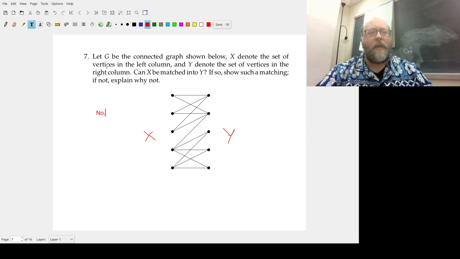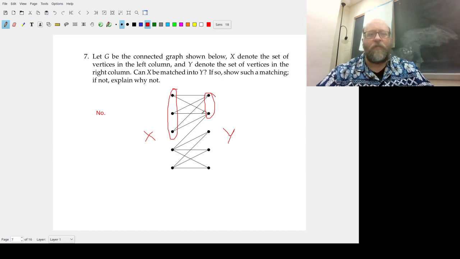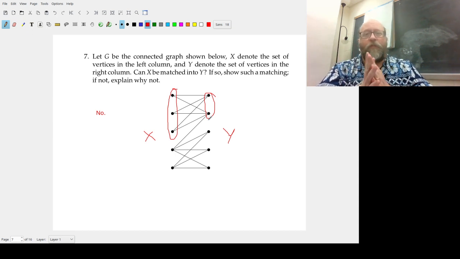So the reason why is that these 3 vertices on the left only have 2 neighbors on the right. This vertex can only match to these 2. The second vertex can only match to these 2. The third vertex can only match to these 2. And so there is no way that I can match all 3 vertices into this set of 2 vertices. That can't happen, and therefore it's not possible to match X into Y.